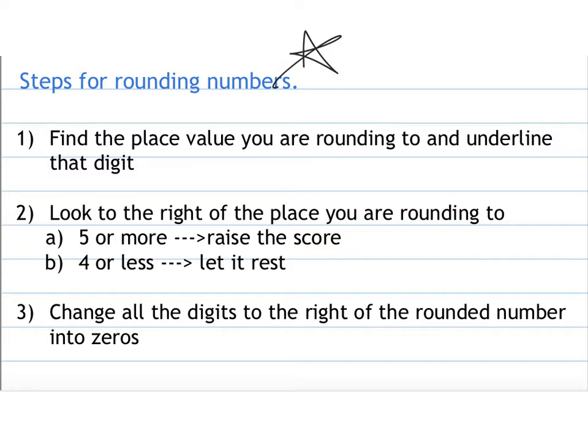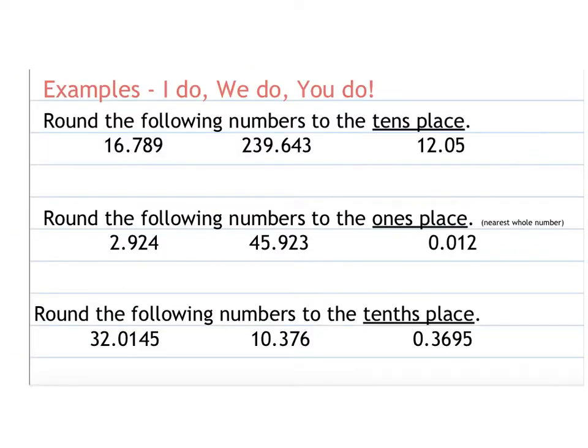Step 3, change all the digits to the right of the rounded number into zeros. So if we were again rounding to the tens place, we would round that number, and then everything after it turns to zeros. Okay, we've got examples here. So we're going to go through and do all of these together.